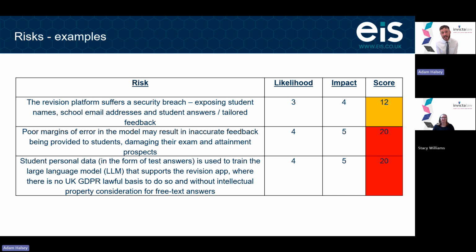And this is again where to get back in touch with Stacey and me if you're not sure how high or how low the risk sits. And do talk to us so we can chat that through. But ultimately, we're of course multiplying that likelihood by that impact to give us the inherent score of the risk before we've considered what our actions might be to mitigate that risk.